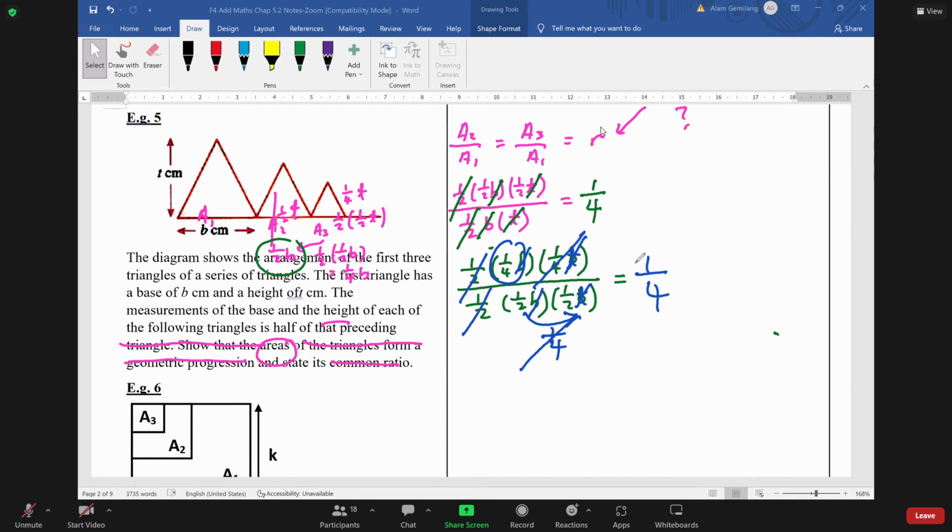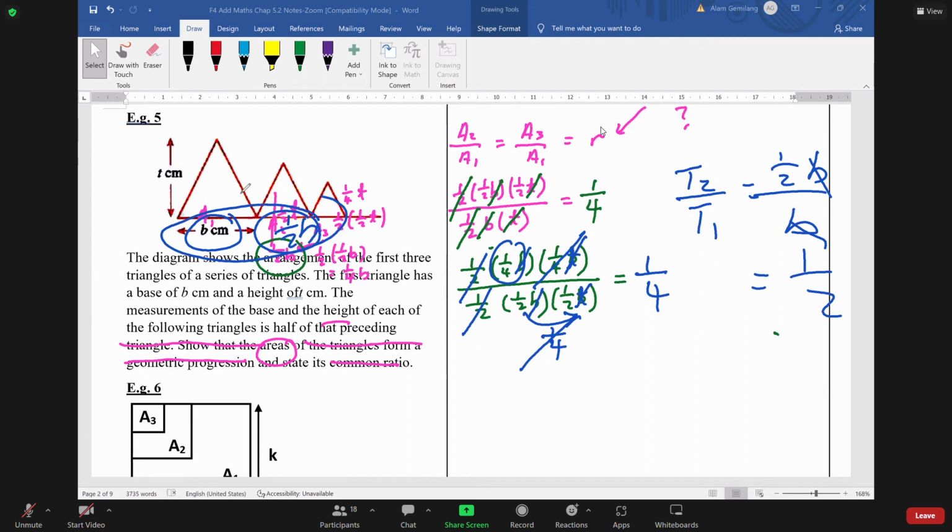So you don't use the base, right? Some students will say, oh, this one is B, this one is half B, so T2 over T1 is half B over B, so the answer is half. No, they didn't ask you for the base. They didn't say the base is in geometry progression. They didn't say the height is in geometry progression. They asked you for the area, so you have to prove the area is in geometry progression. Okay?